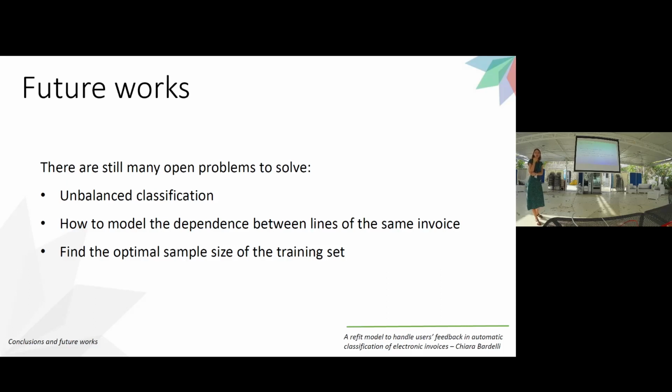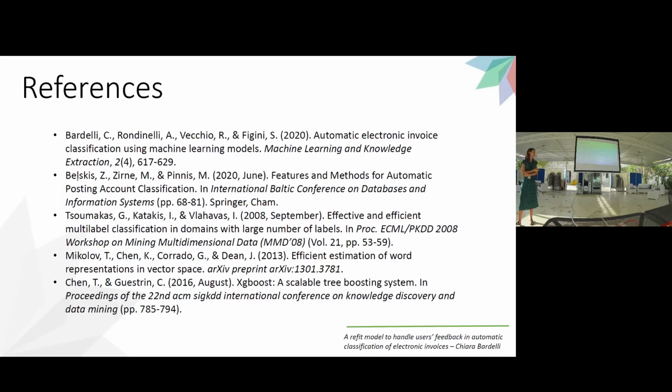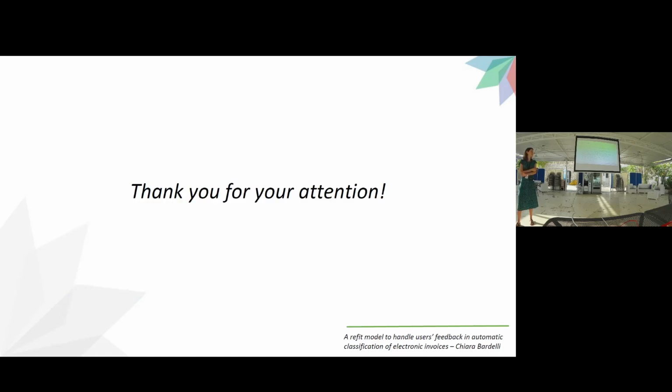And then there is a very big problem with the optimal sample size of the training set, since we have potentially thousands and thousands of invoices, but we know that if we increase the size of the training set, performance cannot always improve. So here there are some references about the word-to-vec model and XGBoost and another preliminary work about this presentation, and thank you for the attention.